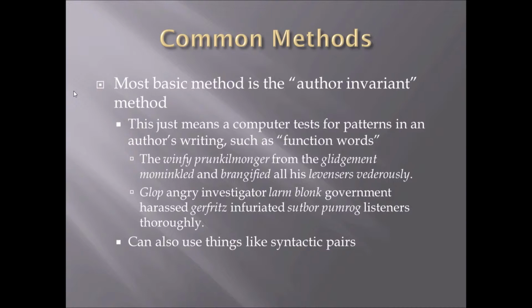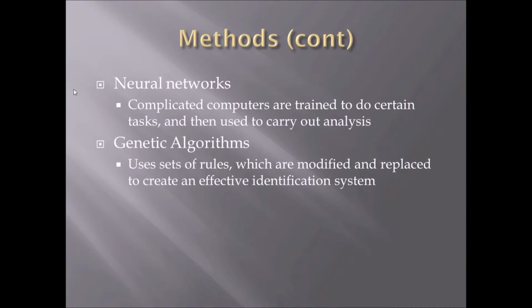You can also use things like syntactic pairs. You can see how an author pairs verbs and adjectives or nouns and adjectives together to see if that remains constant through different writing. So when these methods are applied to computers, you would often use things like neural networks or genetic algorithms to carry out stylometry. Neural networks is when you take a complicated computer and train it to do certain tasks. What this means is that you would give a computer a bunch of blogs from the same author. The computer would then construct relationships between these two blogs and then look for those same relationships in blogs of anonymous authorship.